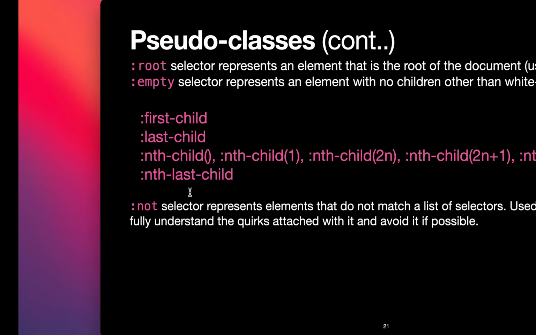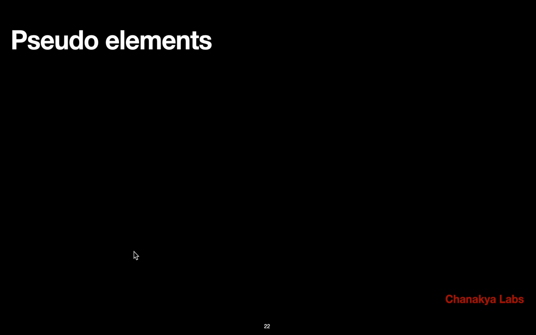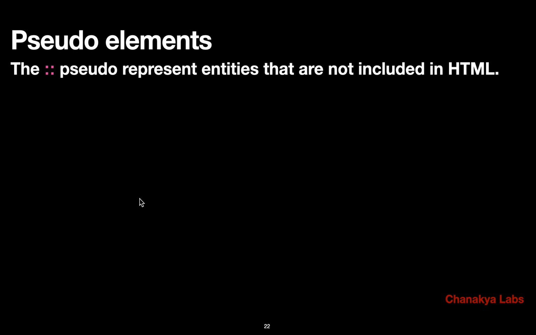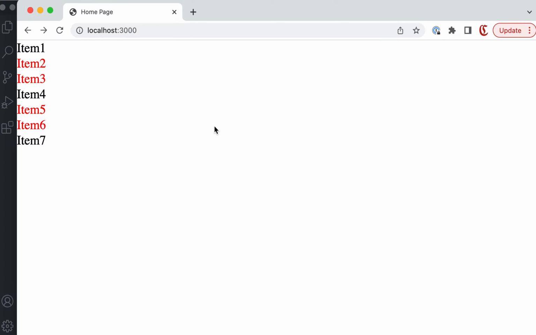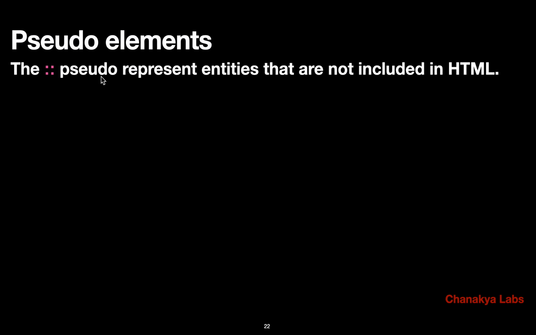So whenever possible, please try to avoid this not thing. Pseudo elements. Earlier we saw pseudo selectors. These are not particular elements, but the elements are already there. They are just targeting those elements as per some state, or their particular position in the HTML DOM. Right now we are more interested in creating some element which is not in the HTML, something called after, before, something like that.